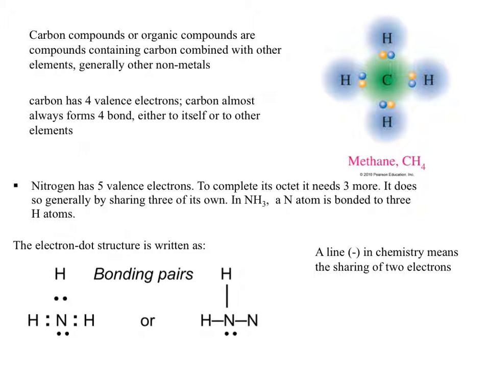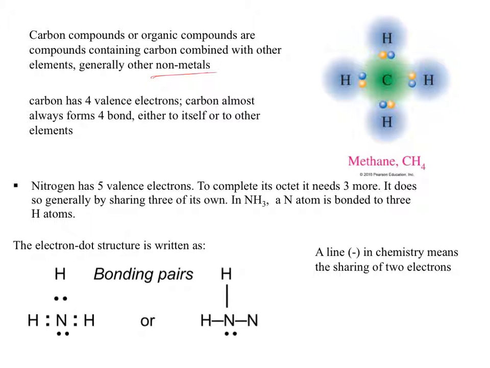Okay. Carbon compounds or organic compounds are compounds containing carbon combined with other elements, and almost always these other elements are non-metals. We're going to look at lots and lots of carbon compounds in later chapters, or maybe sometimes if you take another class even. For now, we're going to stick to the basics.